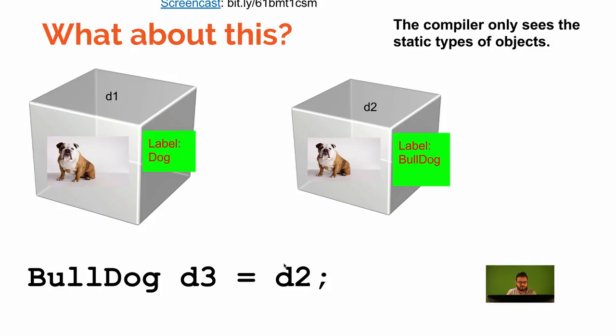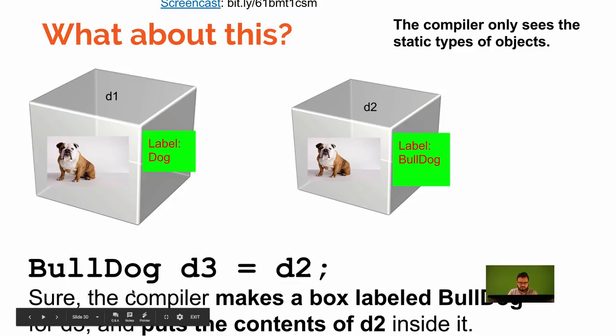Bulldog D3 is equal to D2. So what's going on here? First, I'm going to create a box, label it bulldog, and I'm going to call the box D3. The way you have to think about this is when we say equals D2, we're going to try to take the contents of D2 and empty them into this new box. Is this going to be okay? So the compiler sees, okay, new box is labeled bulldog.